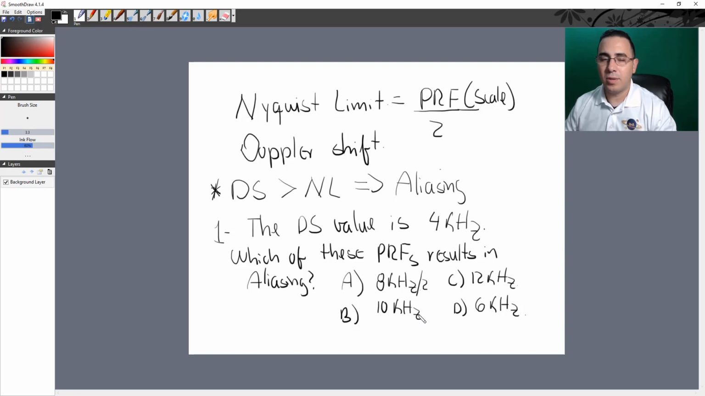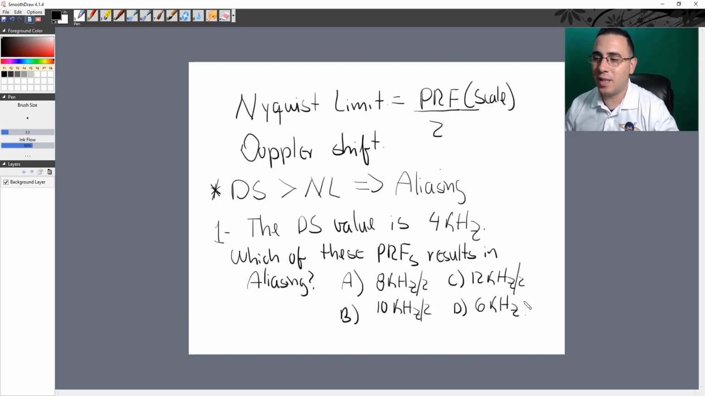Then we go to 10. So 10 is the pulse repetition frequency, and then we need to find the Nyquist limit for this PRF. So 10 divided by 2, we have 5. Is the Doppler shift 4 greater than the Nyquist limit 5? No, it is not. So B does not give you aliasing. For item C, 12 divided by 2 equals 6, which is the Nyquist limit, and the Doppler shift is 4. Is 4 greater than 6? No, of course it's not.